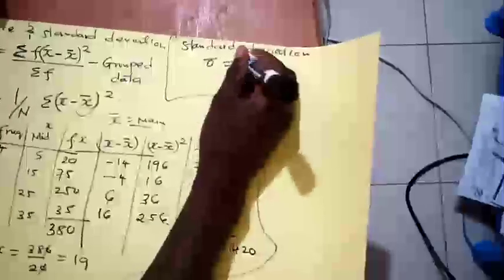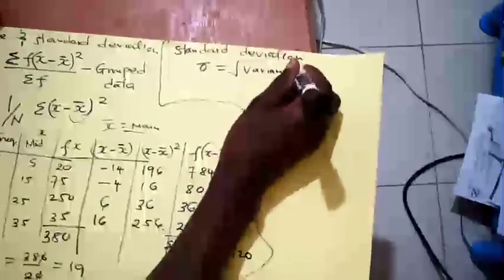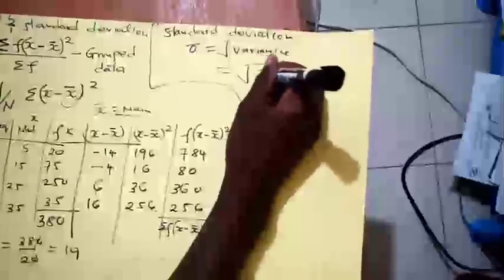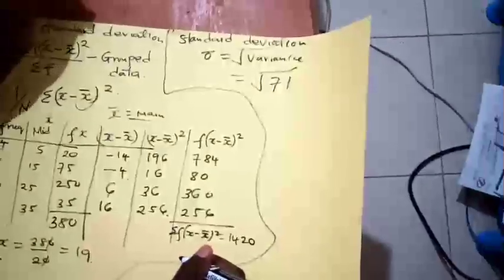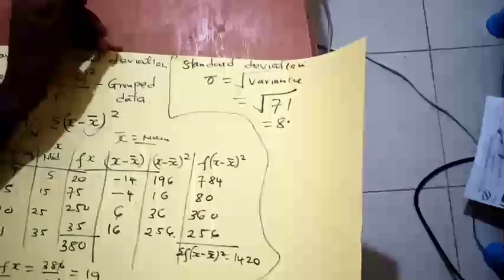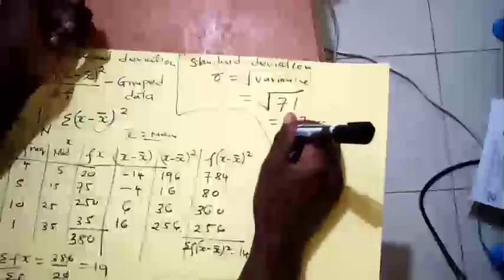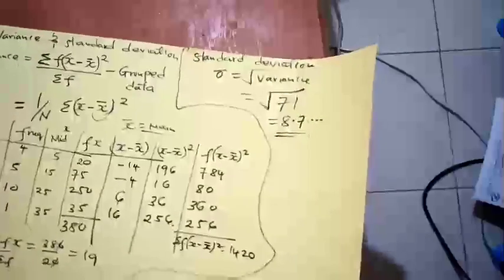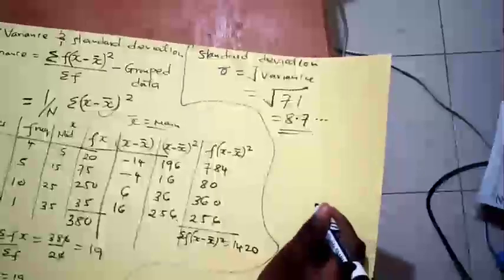Our variance is 71. So when we talk about the standard deviation, it is sigma, which is the square root of variance. So from the data we had, our variance was 71, so the square root of 71 is something like 8.7 and some decimals. So the standard deviation is the square root of variance.